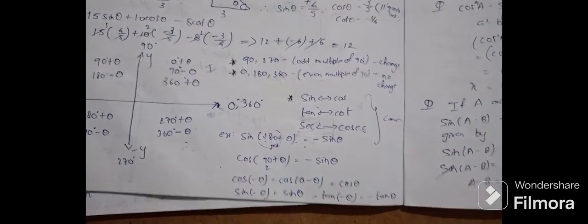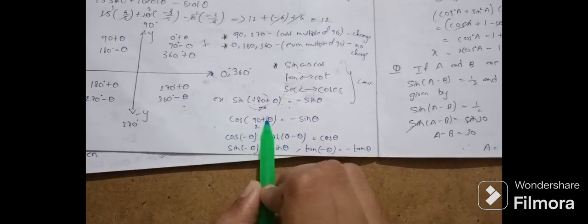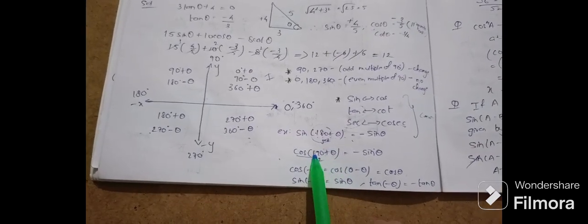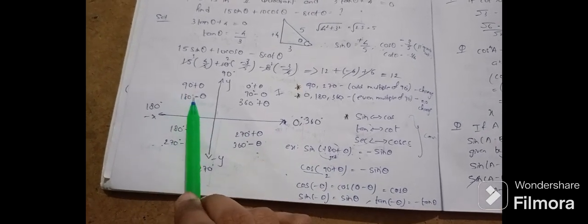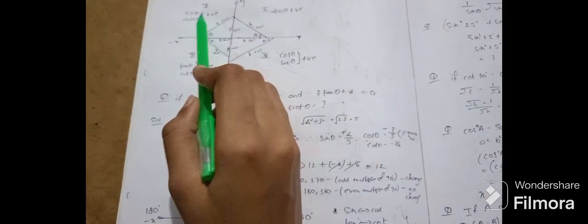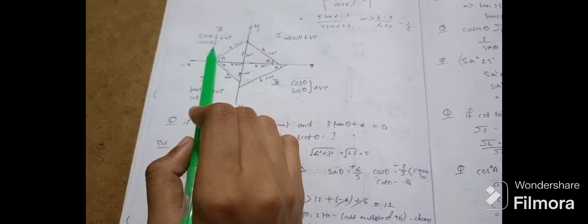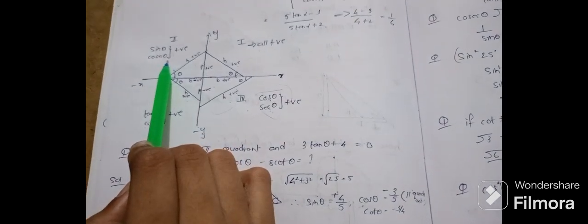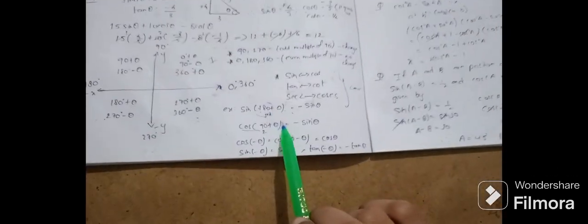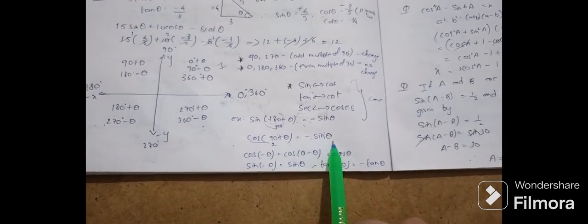Okay. Next, coming to cos 90 plus theta. In cos 90 plus theta, it is given 90 degrees. That is, it is an odd multiple of 90. So the value changes here. So cos changes to sin theta. Coming to this one, 90 plus theta lies in the second quadrant. In the second quadrant, only sin theta and cosecant theta will be positive. Remaining everything will be negative here. So it changes to minus. Cos 90 plus theta is equal to minus sin theta.